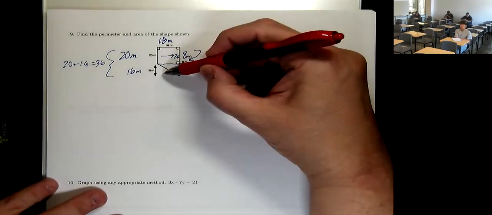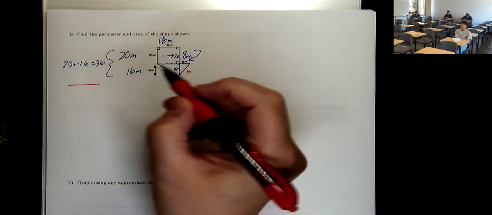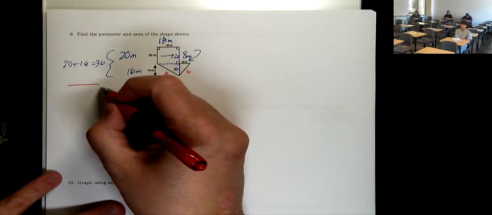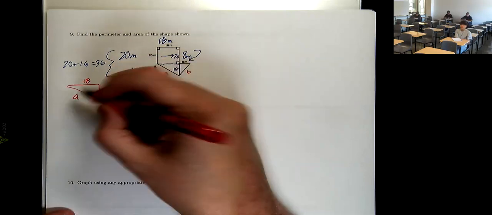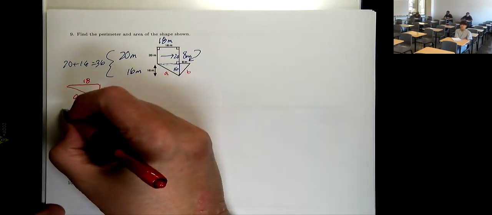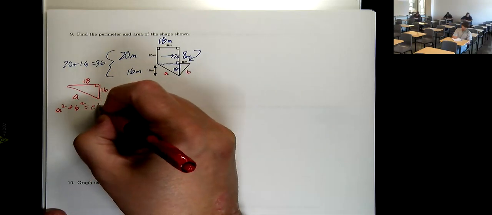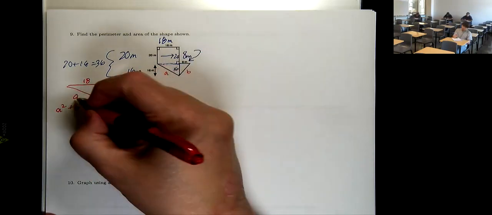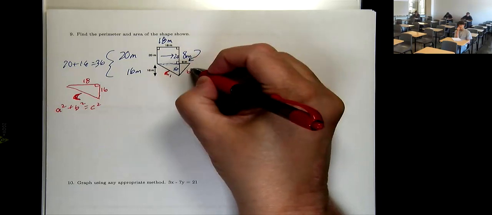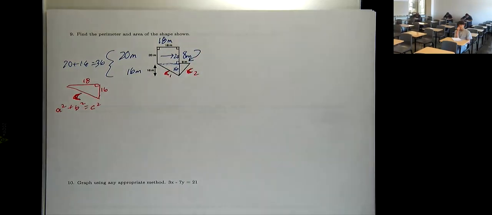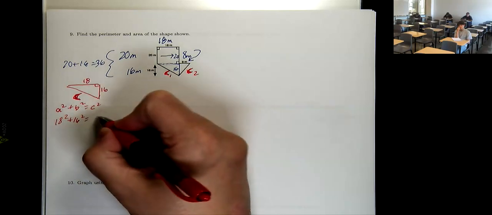Okay, so I got two more sides I need to get. I'll call it A and B. And I have two triangles I could work with. This triangle here has this side as 16 and this side as 18. So we have the Pythagorean formula, which was A squared plus B squared equals C squared. Well, in my picture, maybe I should have labeled this C. The way I drew it, that's a C. I'll call it C1 and C2. So those are both C's. So I have A squared is 18 squared plus 16 squared is C squared.